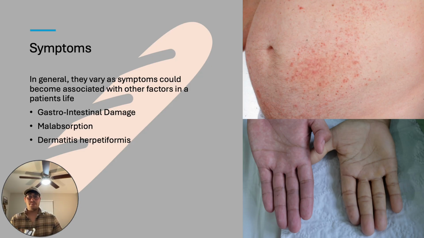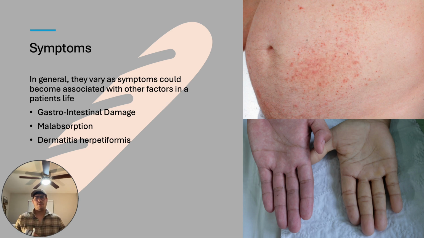So let's talk about the symptoms really fast. We have these three main ones. We have our gastrointestinal damage, and it's mainly intestinal, which then will lead a little bit into that malabsorption. And then I'm going to talk really fast about this dermatitis herpetiformis, which we have a photo of up here in the top right. That is also known as gluten rashes.